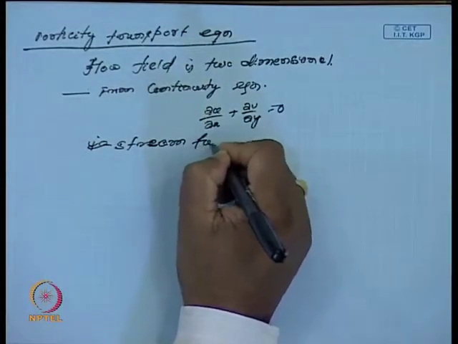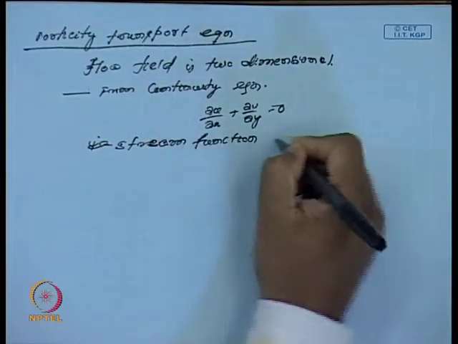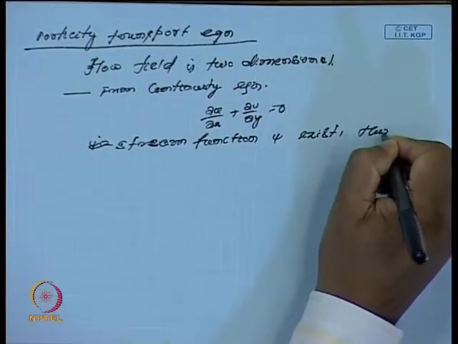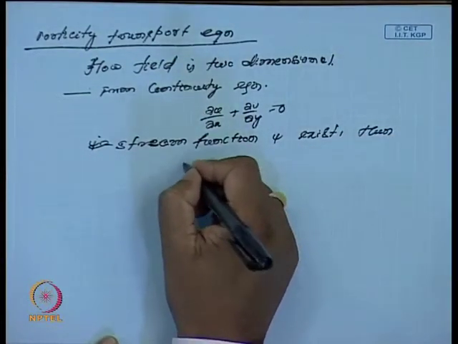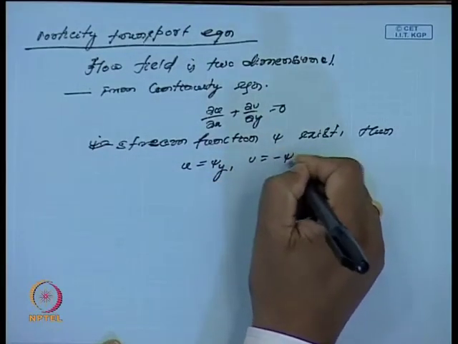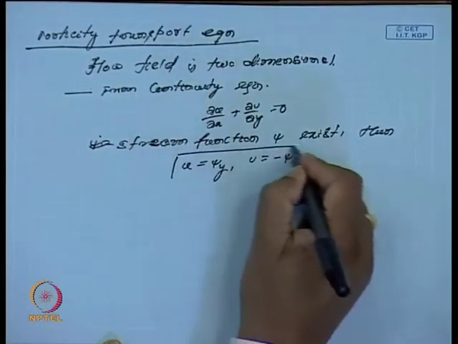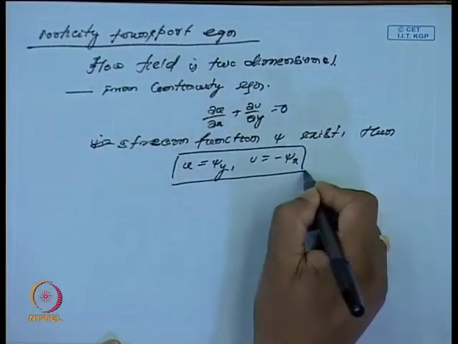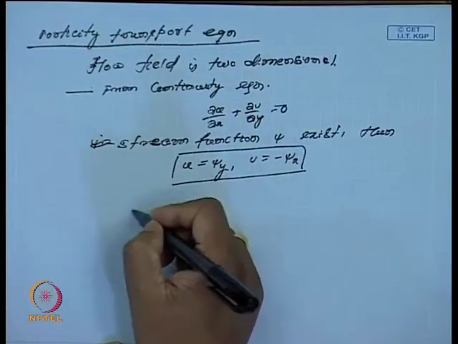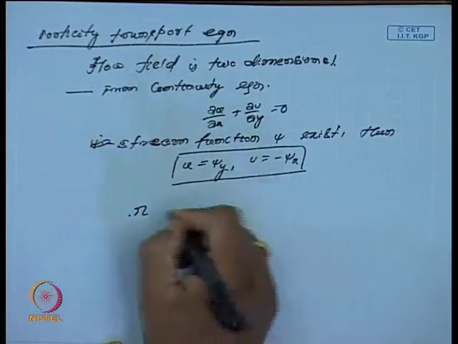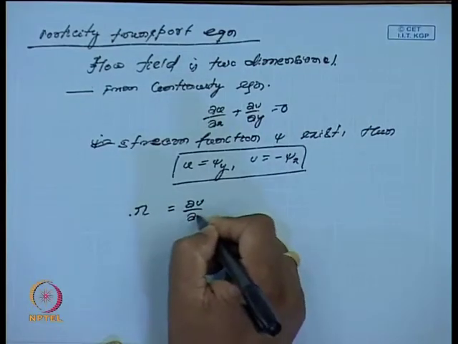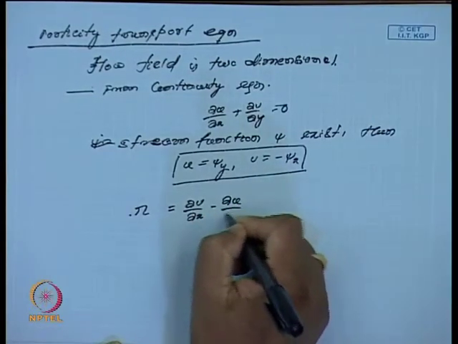If the stream function psi exists, then I will have u is equal to psi_y and v is equal to minus psi_x, as we all know for a fluid flow. If this exists, then what will happen to omega for a 2 dimensional flow? That will be nothing but del v by del x minus del u by del y.